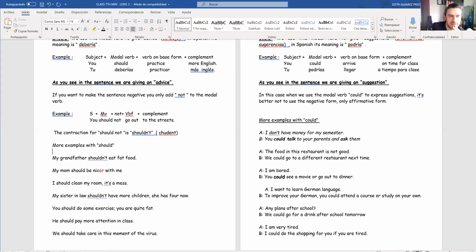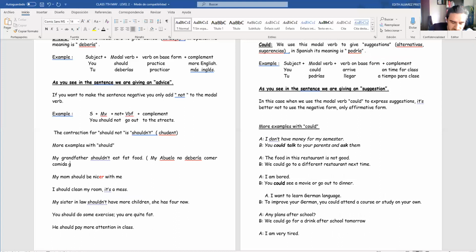More examples. Ejemplos. My grandfather shouldn't eat fat food. Entonces, mi abuelo, ¿cierto? That would be a translation in Spanish. Mi abuelo no debería comer. Shouldn't eat fat food. Comida grasosa. ¿No? Okay. That will be an advice. ¿Listo? Another example, my mom should be nicer with me.